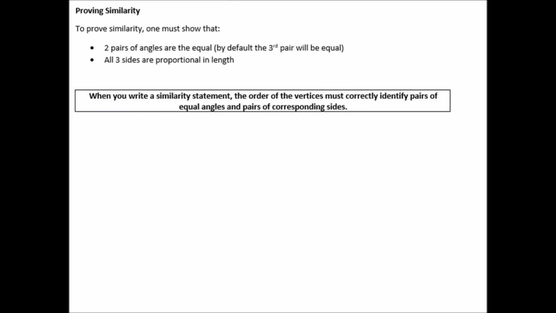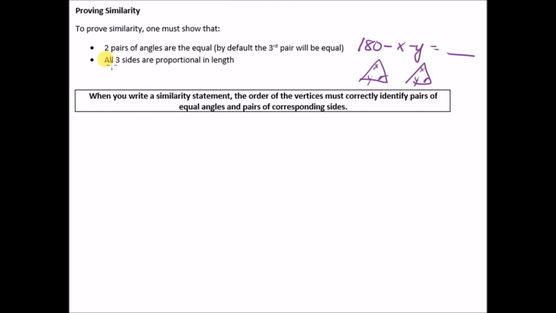Okay, so proving similarity. To prove that two shapes, in our case two triangles, are similar, we must show that two pairs of angles are equal. By default, the third pair will be equal because 180 minus x minus y is going to equal the same as 180 minus x minus y, right? So we have to show that both of these are x and both of these are y. By default, this third angle will be the same.